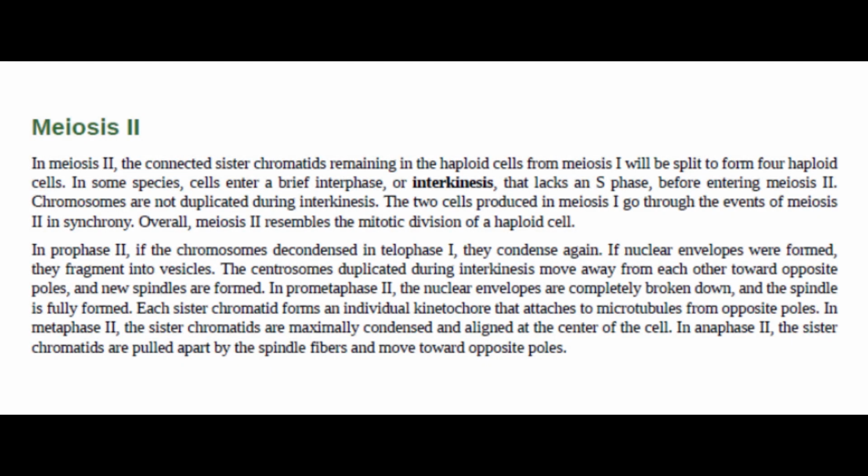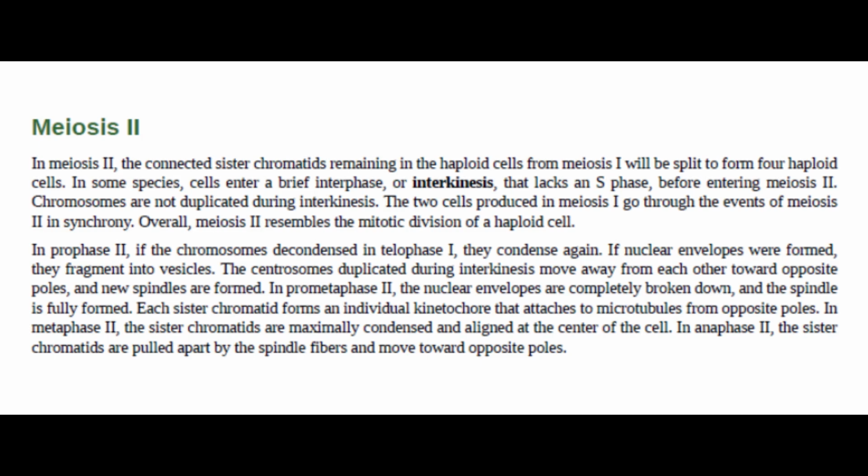Meiosis II. In Meiosis II, the connected sister chromatids remaining in the haploid cells from Meiosis I will be split to form 4 haploid cells. In some species, cells enter a brief interphase or interkinesis that lacks an S phase before entering Meiosis II. Chromosomes are not duplicated during interkinesis. The two cells produced in Meiosis I go through the events of Meiosis II in synchrony. Overall, Meiosis II resembles the mitotic division of a haploid cell.